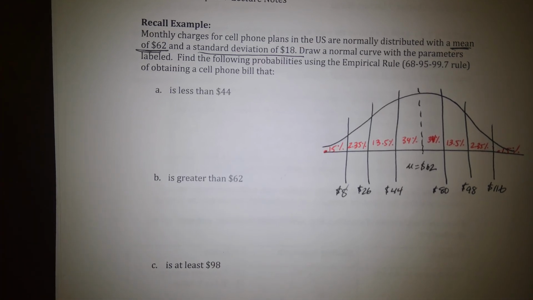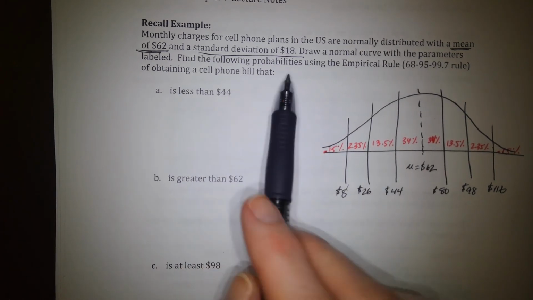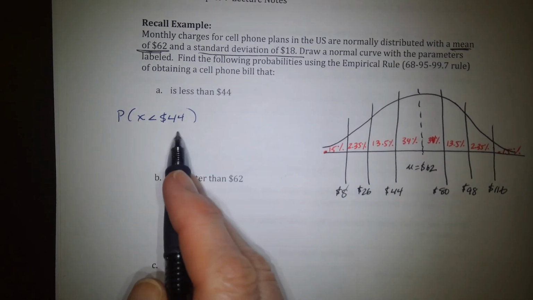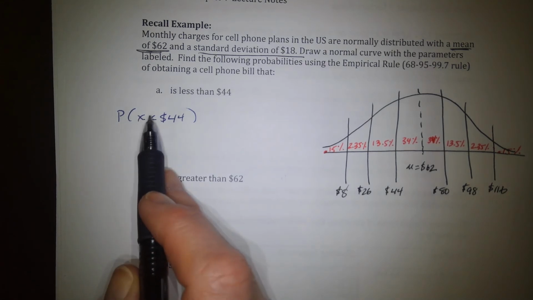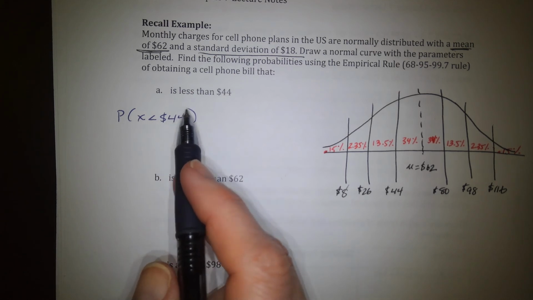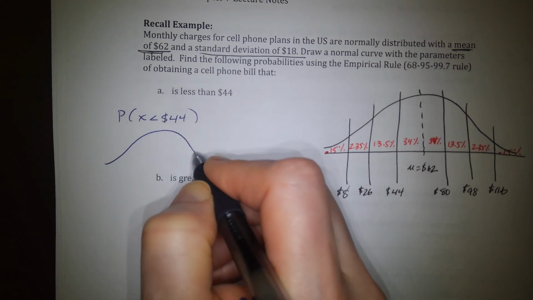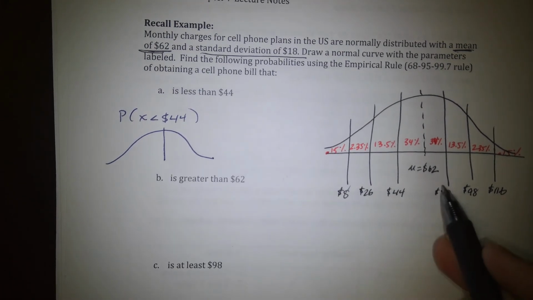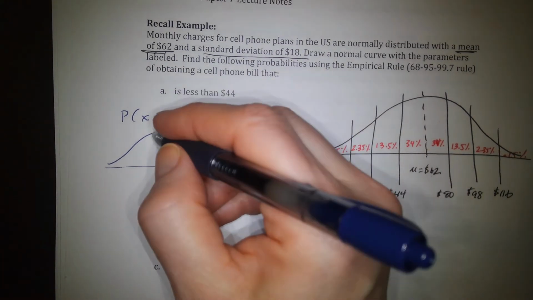So the first question says, find the probability, using the empirical rule, which I've already labeled here, of obtaining a cell phone bill that is less than $44. So this is how we would describe that. Find the probability that the random variable x, in this case a cell phone bill, is less than $44. So first thing we're going to do is draw this independent little curve here. It's going to look like this, but I'm just going to take out the important information. We know that 62 is in the middle and 44 is over here on the side.